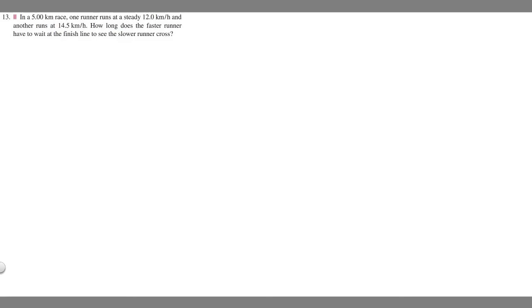In this problem, we're told that in a 5-kilometer race, one runner runs steadily at 12 kilometers per hour, and another runs at 14.5 kilometers per hour. How long does the faster runner have to wait at the finish line to see the slower runner cross?